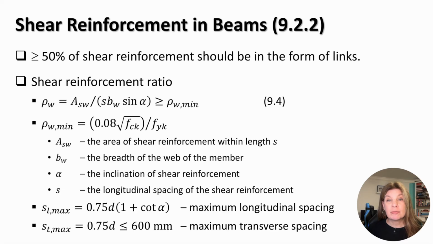The shear reinforcement ratio is calculated based on the beam width and spacing of the links and cannot be smaller than the minimum value, which depends on the strength of concrete and reinforcing steel. In designing the extent and number of links, the spacing requirements should be considered. Spacing of vertical links in both longitudinal and transverse directions should be smaller than 0.75d.